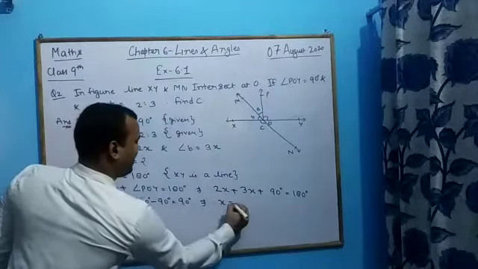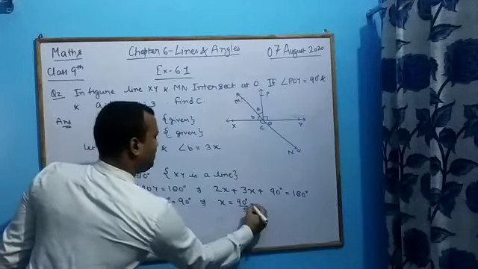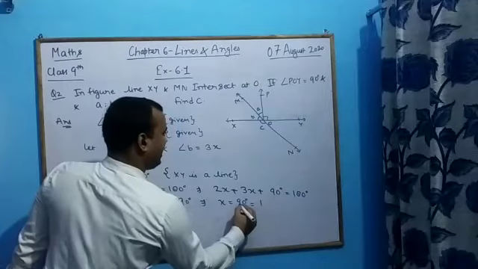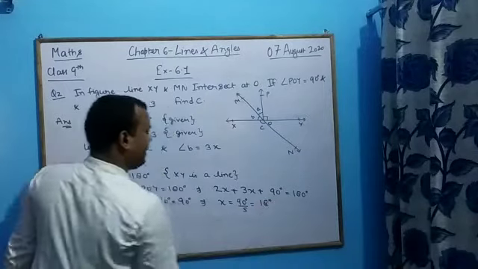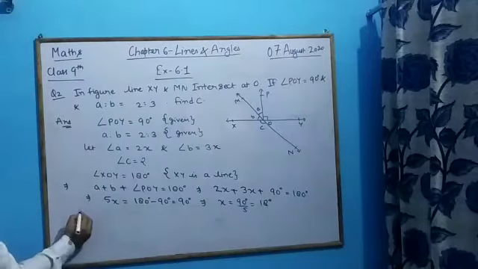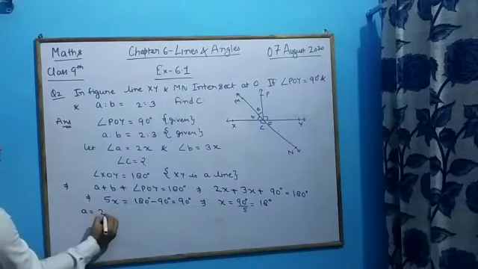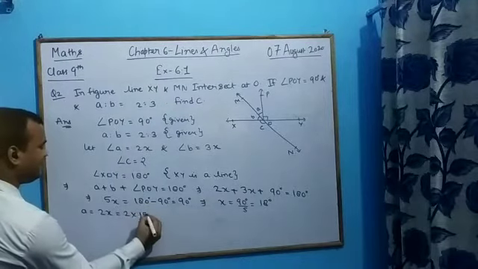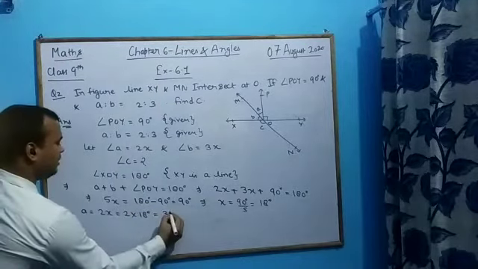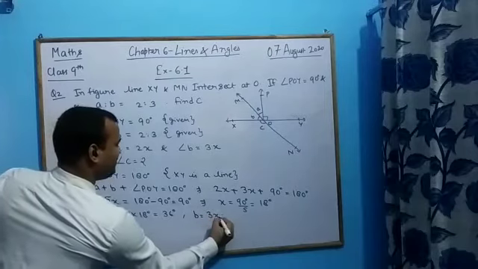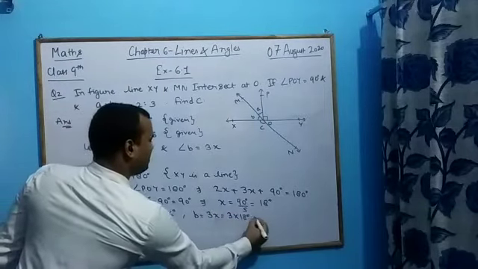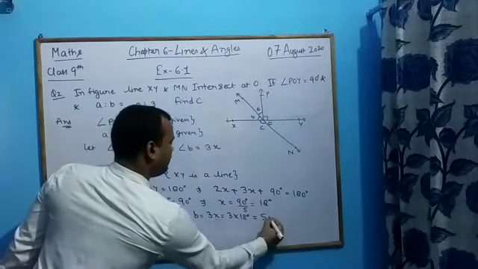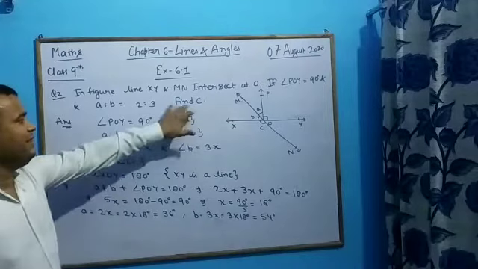So what is x? x is equal to 90 upon 5, that is x equals 18. Now angle A is equal to 2x, that is 2 into 18, so it is 36. Now what is B? B is 3x, that is 3 into 18, which is 54. We have found both the angles. Let us reach the angle C.